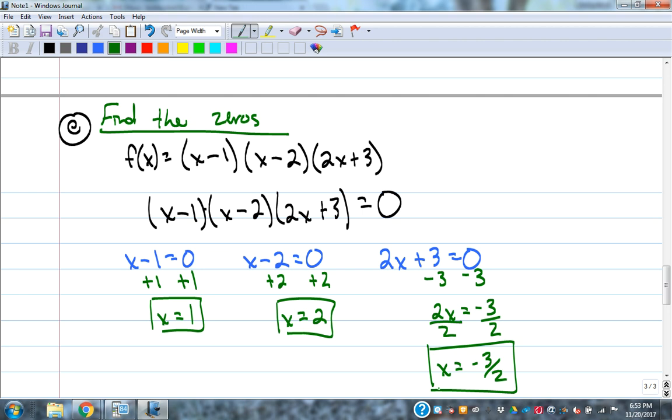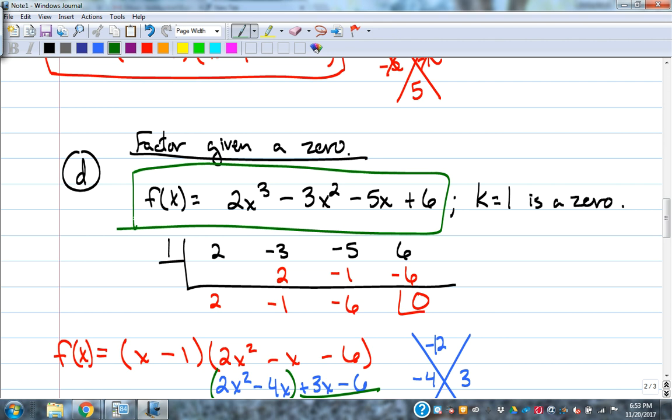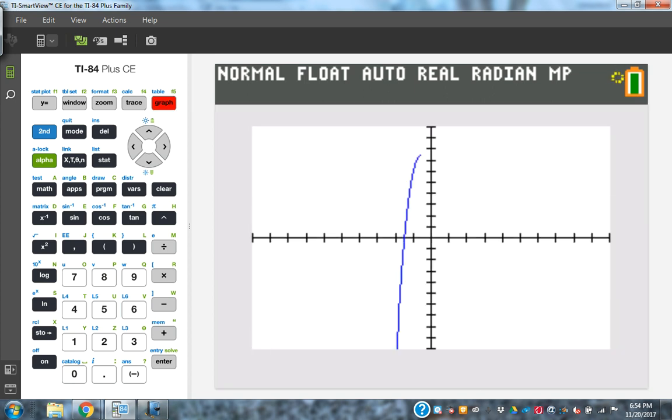Now, those are the zeros of this polynomial. What does that mean? This is where the graphing calculator can come in handy. So what I'm going to do is graph the original polynomial from example D. That's the one I'm graphing. I'm going to get y equals on my graphing calculator. And I've got 2x to the third minus 3x squared minus 5x plus 6. And hit graph. I want to show you the relationship between those zeros we found with algebra and the graph.